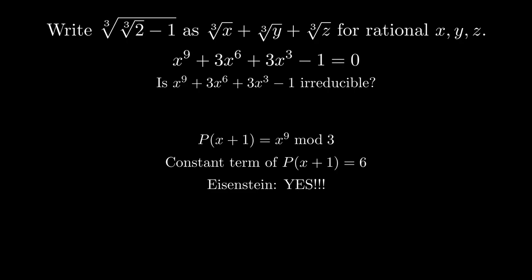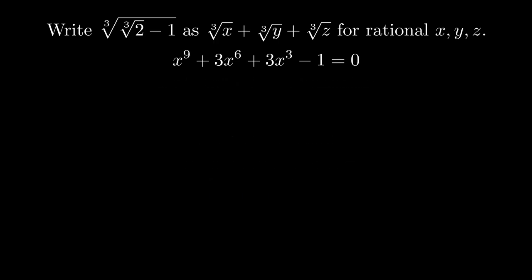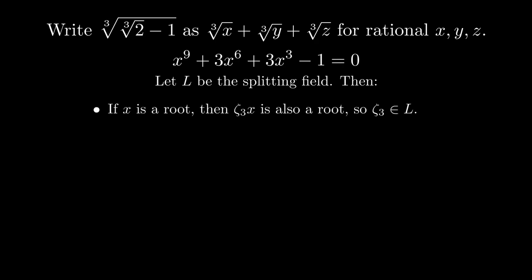That's great, because that means that the Galois group can map each root to each other root, and this is in fact the minimal polynomial. Amazing! Now let's figure out the Galois group. If L is the splitting field, we know a few things. First, if x satisfies this equation, then zeta 3 times x does too, since x is only being cubed. So zeta 3 is the ratio of 2 roots and must be in L.